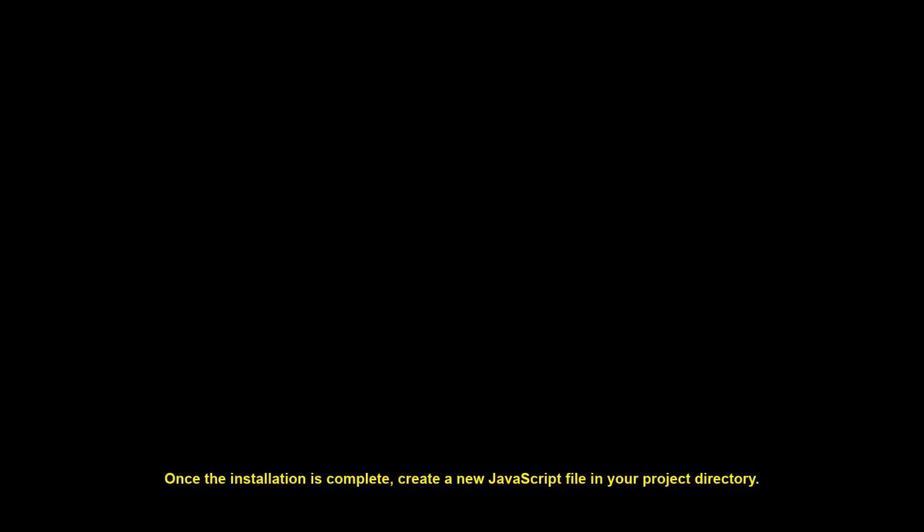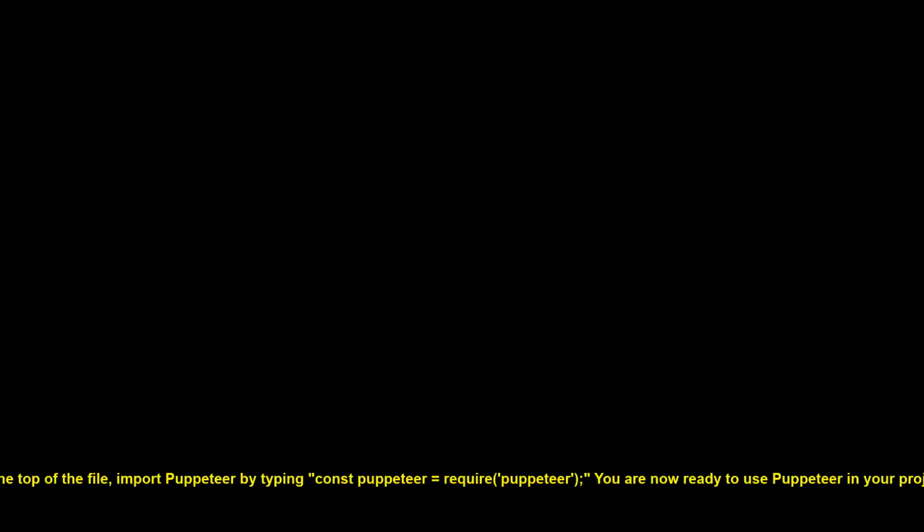Once the installation is complete, create a new JavaScript file in your project directory. Name the file index.js. Open index.js in your favorite code editor. At the top of the file, import Puppeteer by typing const puppeteer = require('puppeteer'). You are now ready to use Puppeteer in your project.